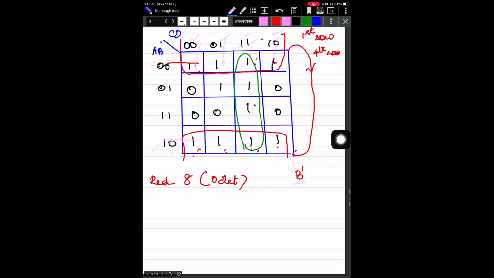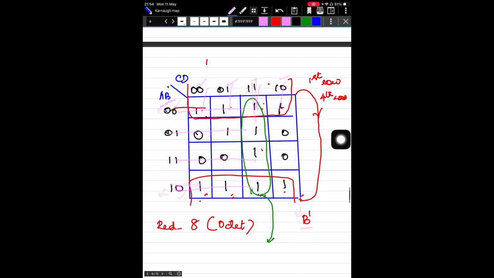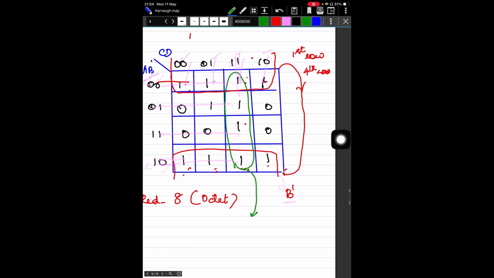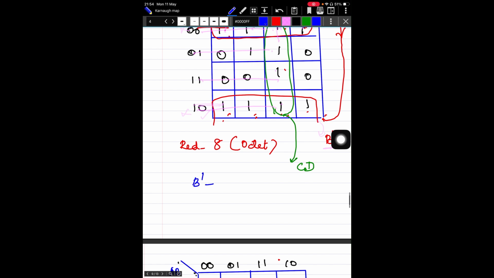Okay. I have another group, the green group. What is the name of the green group? Again, project the green group row wise. Obviously, A and B cannot be common. Project it column wise. What is C, D? C is 1, D is 1. It is common for all the 4 boxes. So what is the name of the green group? C is 1, which is C. D is 1, which is D. What is the combined name? The combined name is B dash plus CD.